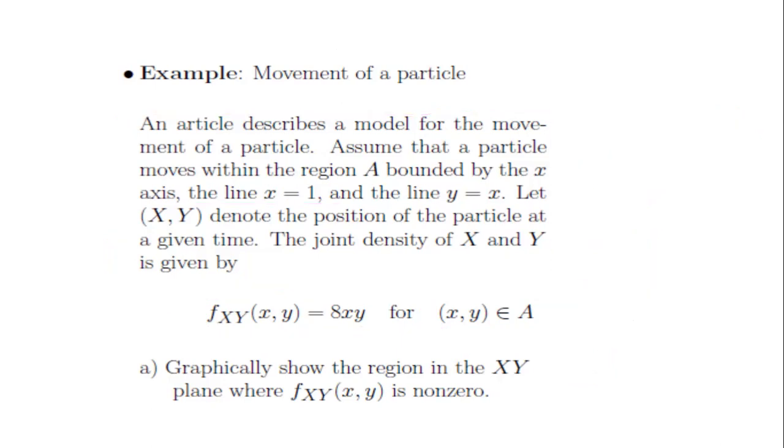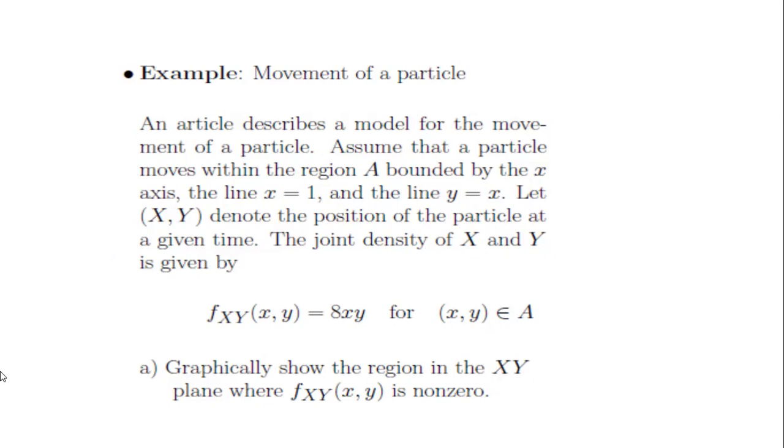Now the question is, graphically show the region in the XY plane. What does that mean, XY plane? That means in the curve at XY, where the joint PDF is non-zero. Where will the joint PDF be non-zero? It is written here. It's the region A in which it is non-zero. The region A is of our interest. So on the curve 8xy, I define the line x equals 1 and the line y equals x, and then see where they intersect on that particular curve, and that is the region where it is non-zero.